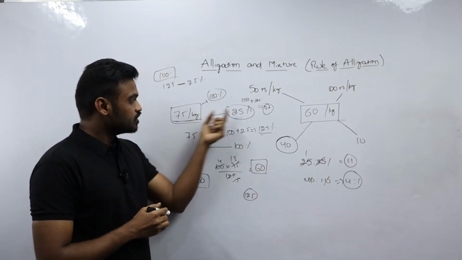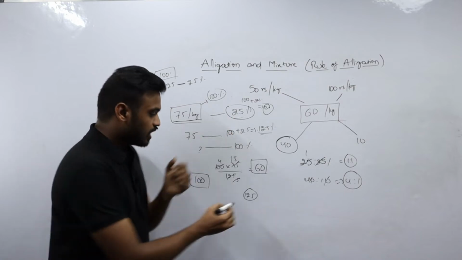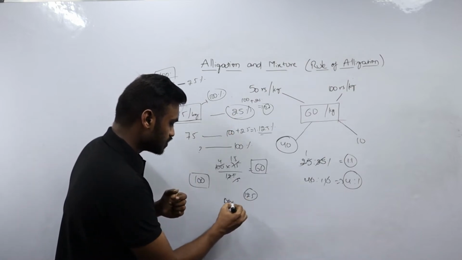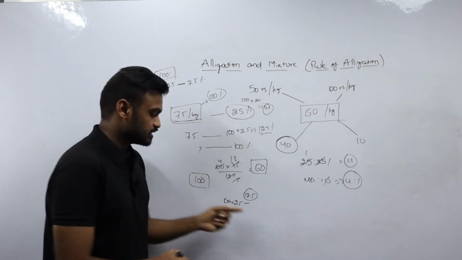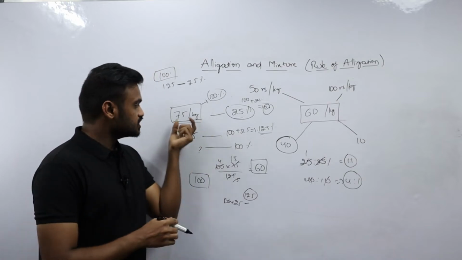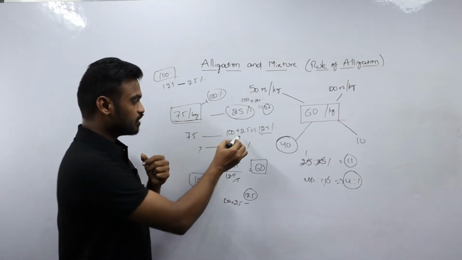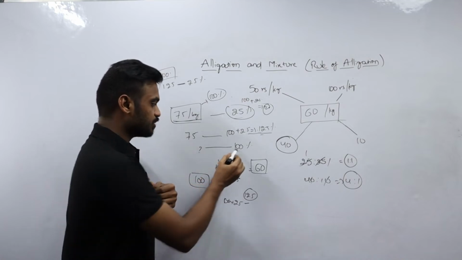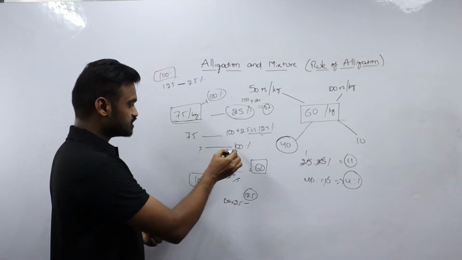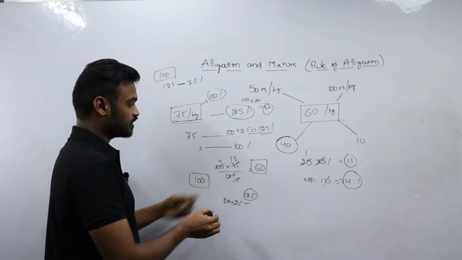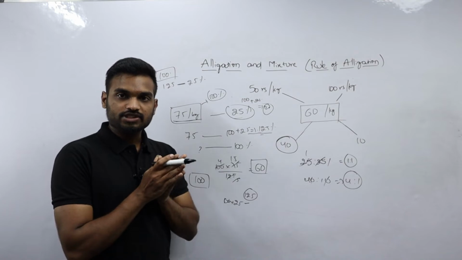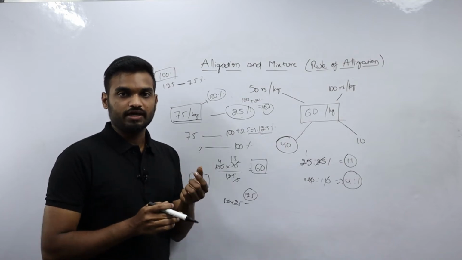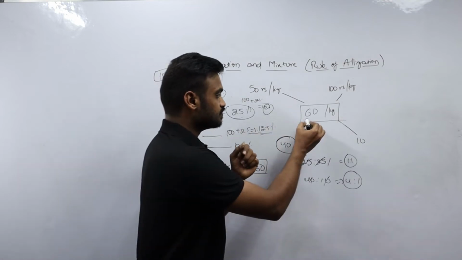Then this 75 rupees per kg becomes 125%, because the actual mean price value is 100%. Now they are selling at 25% more profit, so 100 plus 25, totally 125%. So this 75 rupees per kg is nothing but 125%. Now we need to find the mean price, that is 100%. If I cross multiply this, I will get 100 into 75 by 125, so 60 rupees. Now the actual mean price of the quantity is 60 rupees per kg.